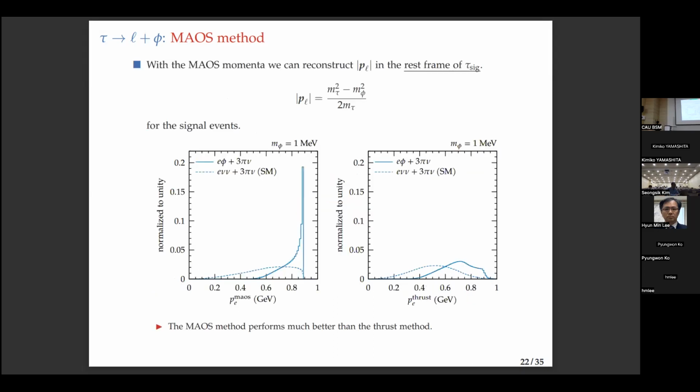So by using these approximate invisible momenta, we can construct the energy of the charged electron in the rest frame of tau C. And on the right hand side, this plot is obtained. It is the energy of the charged electron distribution by using the thrust method. Compared to that, this one is using the M2 momenta, and as you can see, comparing these two plots, this M2 method is much more efficient.